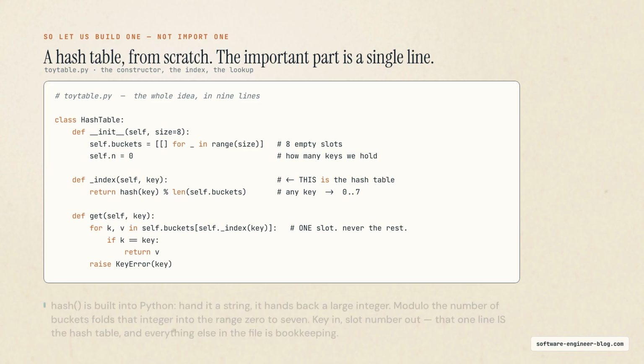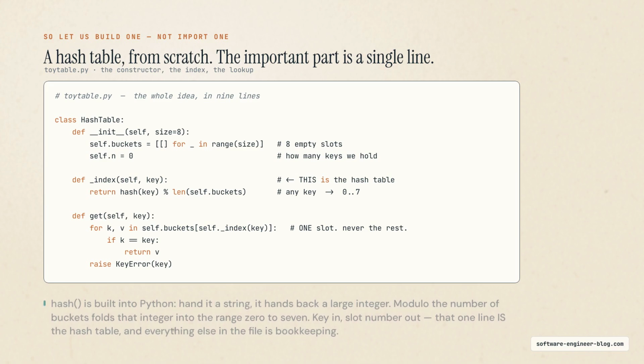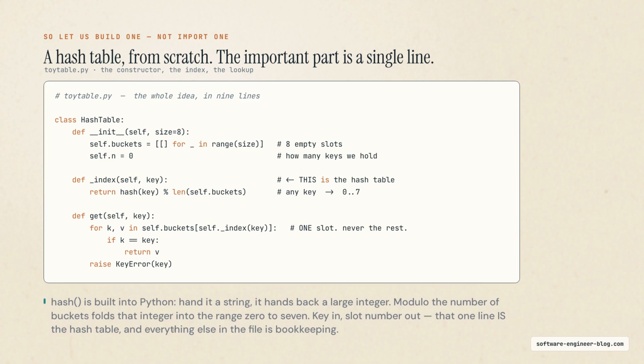That single line is the hash table. Everything else here is bookkeeping. And you can see it working in get. Get calls underscore index once, steps into that one slot, and compares only the key sitting in there.